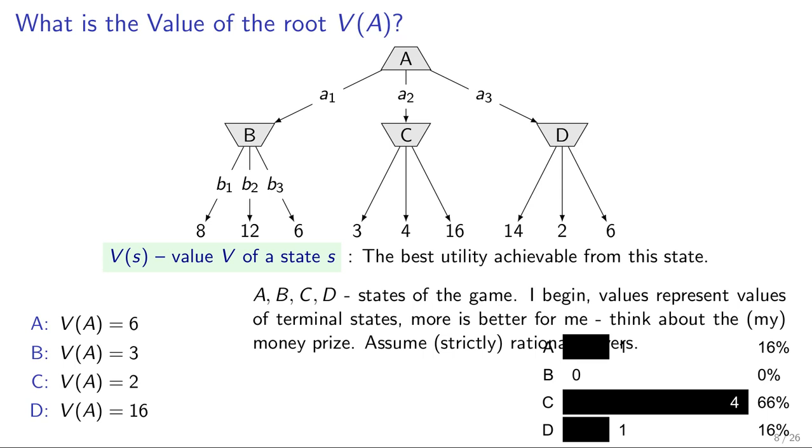Why can't we choose the D option then? Because here, as the max player, we would end up with a 2, because the min player, when we get here, would choose this way. So he would get a 2. And that would propagate back up. And 2 is not the maximum we can achieve. It's the 6 we can achieve here as the max player.